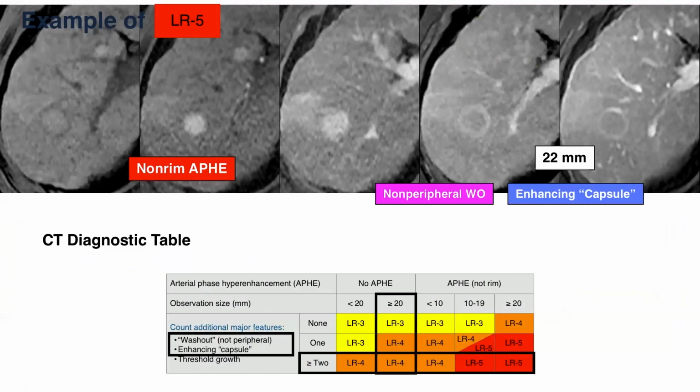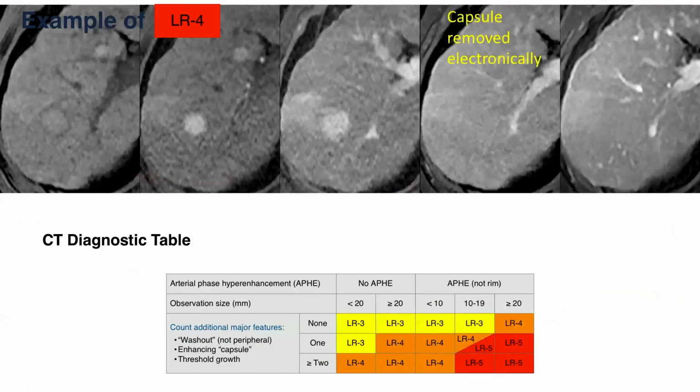So I'm going to do something now that I recommend that you never ever do without telling people you're doing it, but I am now going to electronically remove that capsule. And when I electronically remove the capsule, see, I'm telling you I'm doing it. So if you tell people you're doing it, it's not cheating. So I remove the capsule electronically, and you see how that nodule is gone? So it didn't wash out. It was the optical illusion of washout caused by the presence of a capsule.